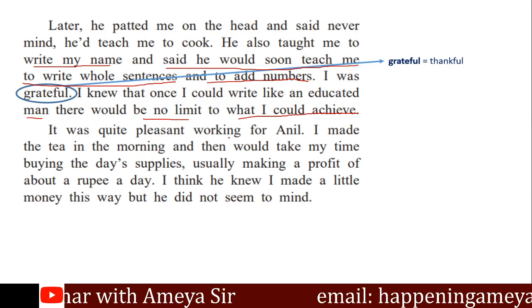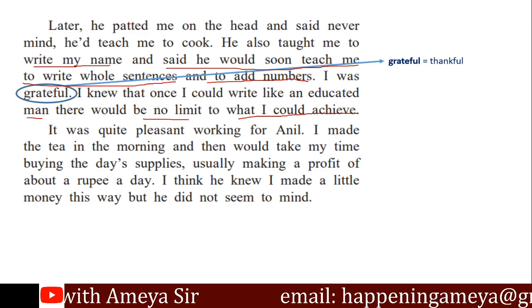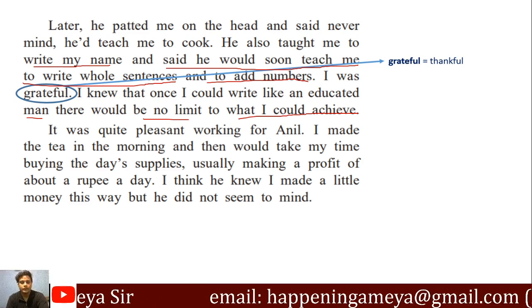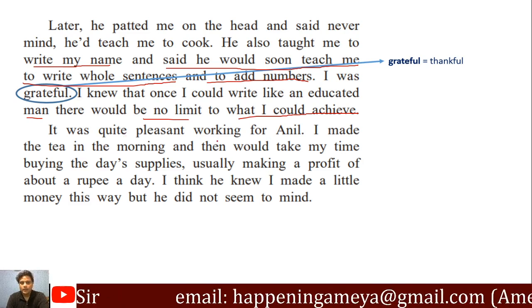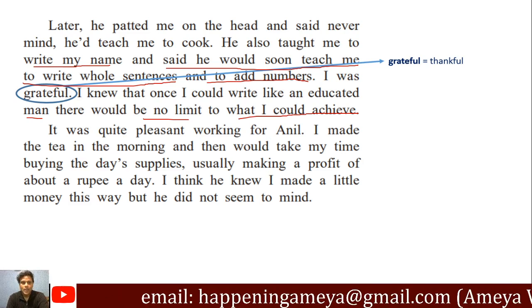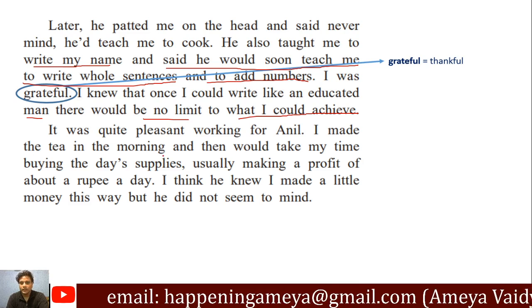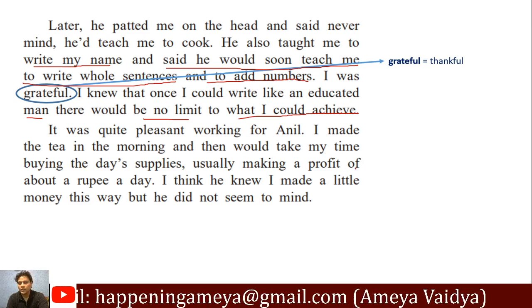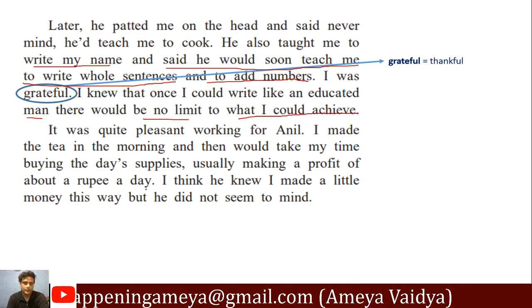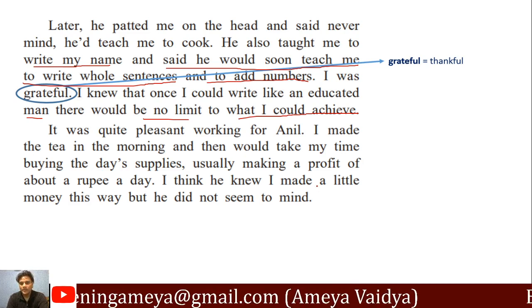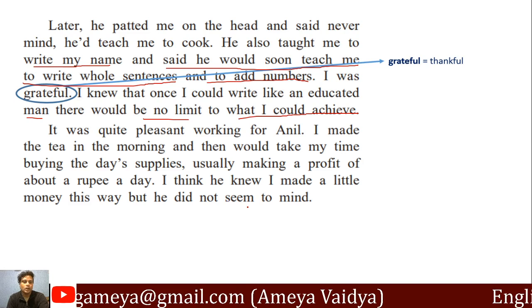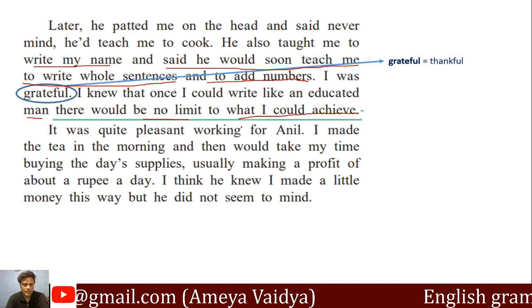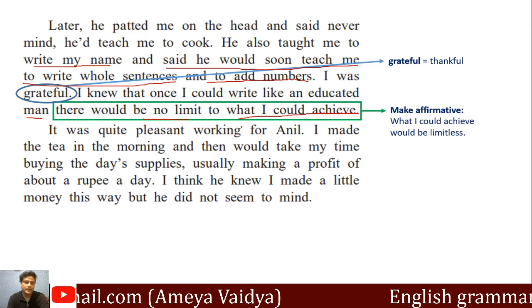It was quite pleasant working for Anil. Let me bring myself into the scene. Now you see me in the bottom left corner. It was quite pleasant working for Anil. I made the tea in the morning and then would take my time buying the day's supplies, usually making a profit of about ₹1 a day. I think he knew I made a little money this way, but he did not seem to mind. Guys, this is incredibly nice here. Is there any meaning here? No, a grammar entry straight away.